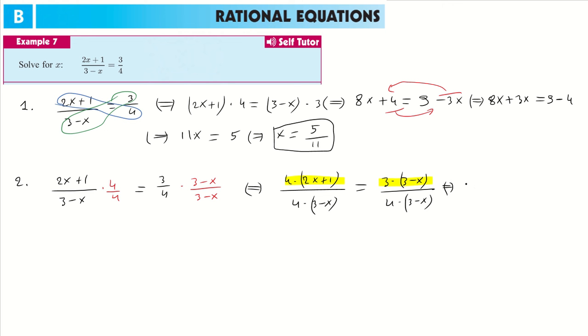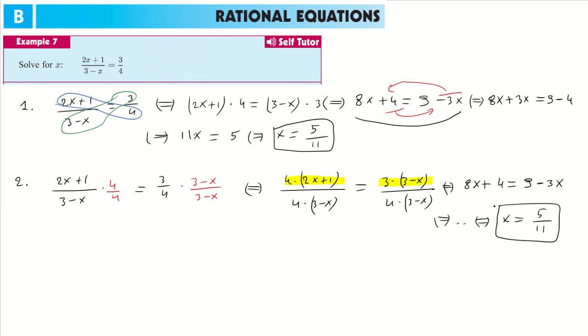So 4 times 2x is an 8x, plus 4 times 1, which is a 4, and on the right hand side 3 times 3, which is a 9, and 3 times minus x, it's minus 3x. And we have a linear equation, so we move all the terms with x to one side and all the other terms to the other side. So we do basically the same as we did here. We don't have to repeat that again. So after simplifying, we get again that x is equal to 5/11. Okay.